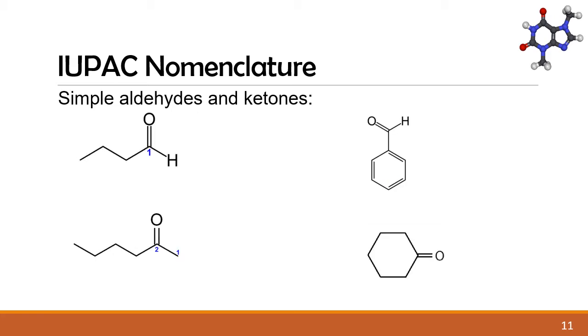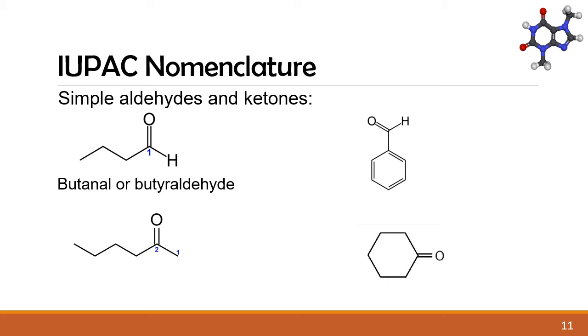Here are some examples of simple aldehydes and ketones. On the upper left, we have an aldehyde. For aldehydes, the carbonyl carbon is always located at either end of a straight chain compound. Thus, it is not necessary to indicate this position with the number 1 in the name. This compound is a 4-carbon aldehyde named butanal or butyraldehyde.